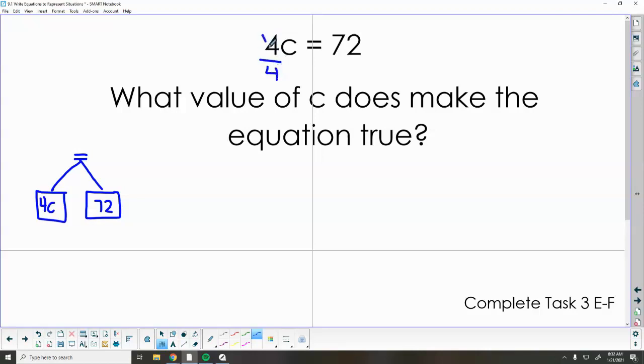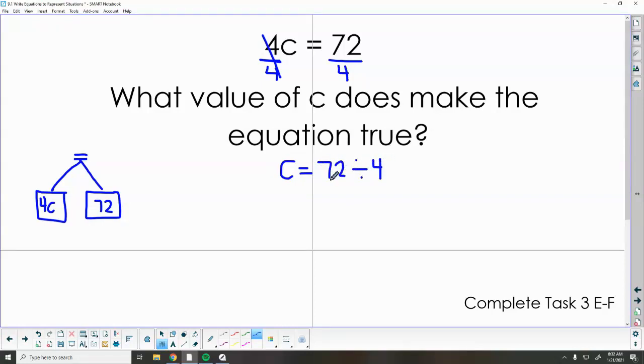4 divided by 4 is 1. Now I just have 1 C here. We don't need that coefficient of 1 because when we multiply by 1, it's the same thing. 1 times C is still just C. So since we divided by 4 on this side, we have to do the same thing to this side. So we're going to take 72 and divide it by 4, and that is going to tell us what C equals. So C is 72 divided by 4.